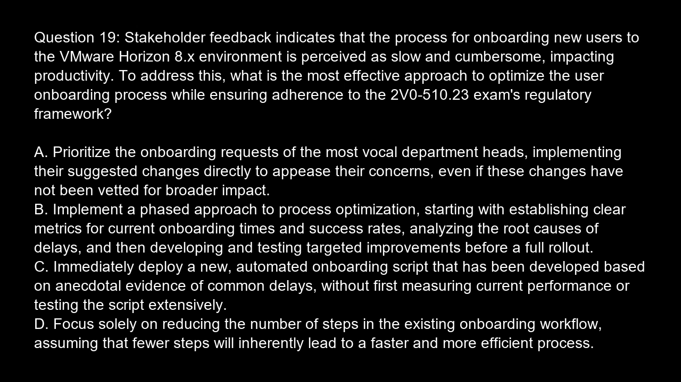Option B. Implement a phased approach to process optimization, starting with establishing clear metrics for current onboarding times and success rates, analyzing the root causes of delays, and then developing and testing targeted improvements before a full rollout. Option C. Immediately deploy a new, automated onboarding script that has been developed based on anecdotal evidence of common delays, without first measuring current performance or testing the script extensively. Option D. Focus solely on reducing the number of steps in the existing onboarding workflow, assuming that fewer steps will inherently lead to a faster and more efficient process.